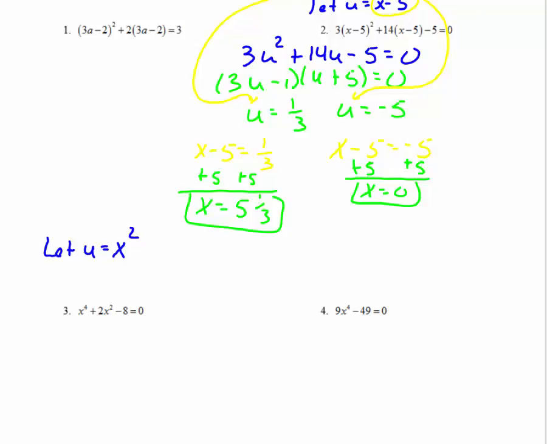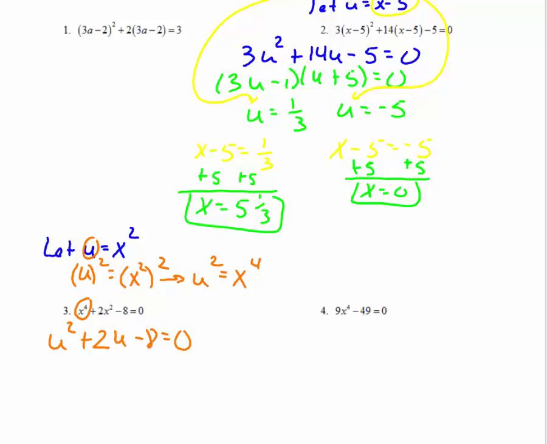Now, what do we do next? We're going to square both sides. Square the left and square the right. So u squared is going to equal x squared squared. So what does that make it turn into? u squared is x to the fourth. So do you now see that x to the fourth becomes u squared, plus 2, x squared was u, so 2u, minus 8 equals 0. So I've changed this into a quadratic by letting u equal the middle variable and then squaring both sides.